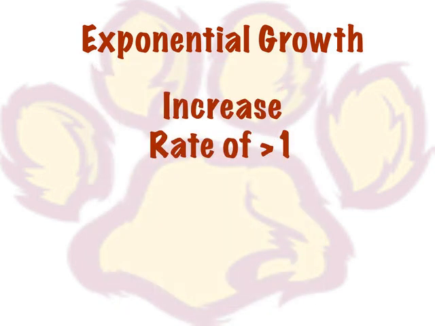Exponential growth also means it's increasing, obviously, and the rate is going to be greater than 1. So the rate could be 2, the rate could be 7, the rate could be 1.0001. Anything greater than 1 for the rate, that's the part with the exponent on it. Anything with a rate of over 1 is going to be a growth.